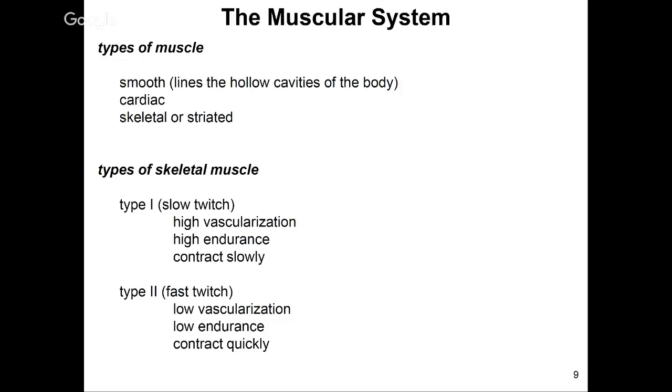But in comparison between the two, type 1 muscles have a greater amount of blood per fiber than power muscles, which is interesting. You don't usually think about that. And like the name says, type 1 contracts slowly, whereas type 2 contracts quickly.